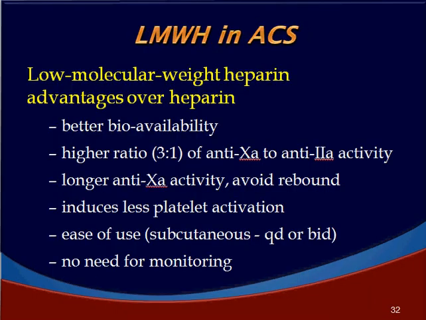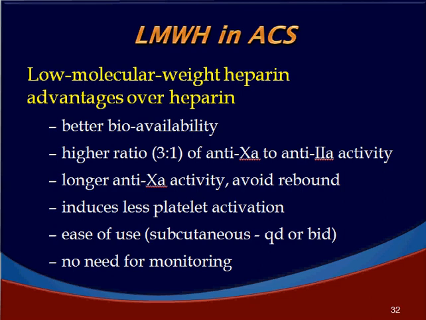Low molecular weight heparins in acute coronary syndrome. The advantages of LMWH over conventional heparin or unfractionated heparin are better bioavailability, a higher ratio of 3:1 of anti-10A to antithrombin activity, that is, more action on the 10A than on the thrombin, and longer anti-10A activity. Compared to heparin, which is short-lived, you need to give recurring doses every 6 hours or so. They avoid rebound coagulation, induce less platelet activation, and are easy to use, subcutaneous either once a day or twice a day, and need no monitoring of the prothrombin time or partial thromboplastin time. So these are the advantages.